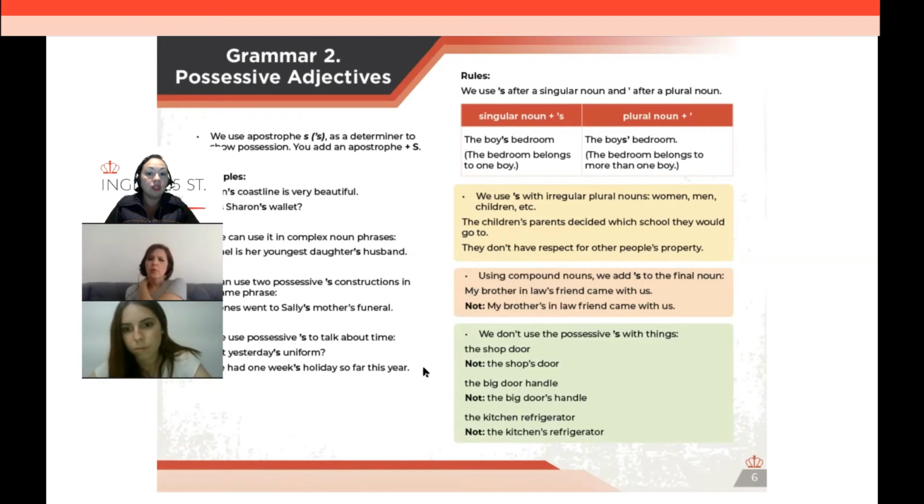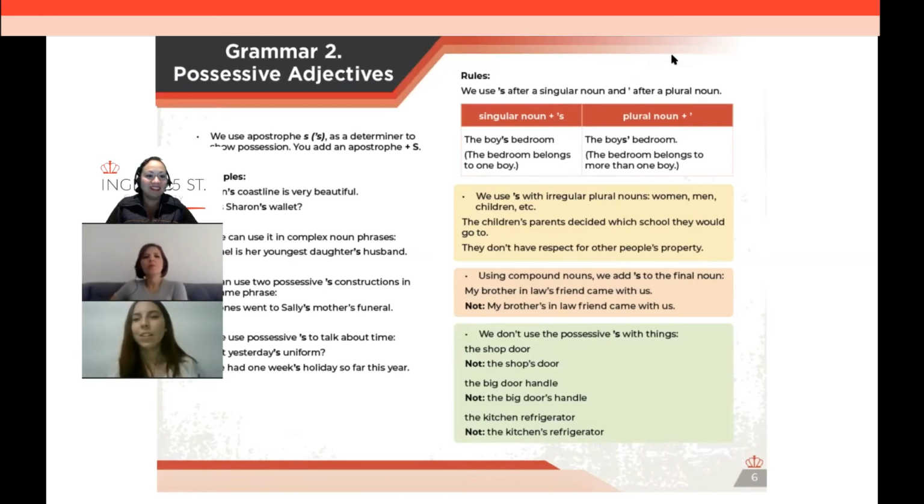So we don't use the possessive apostrophe S with things. The shop door, okay? Not the shop's door. We don't use the apostrophe for those kinds of things. The big door handle, not the big door's handle. The kitchen fridge, not the kitchen's fridge, okay? So do you have any questions so far? No. It's just perfect and all clear.